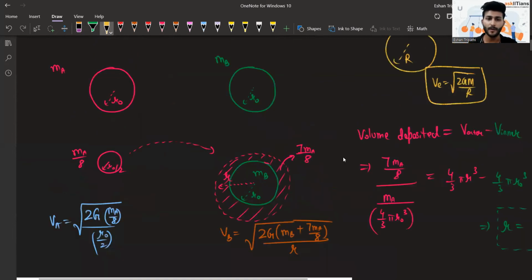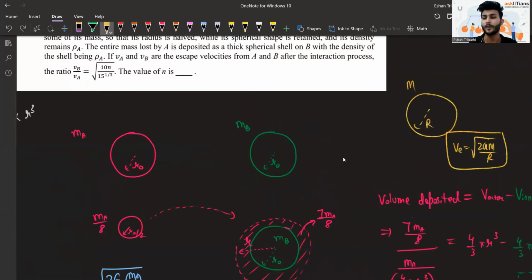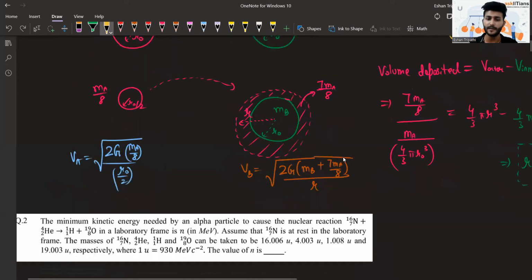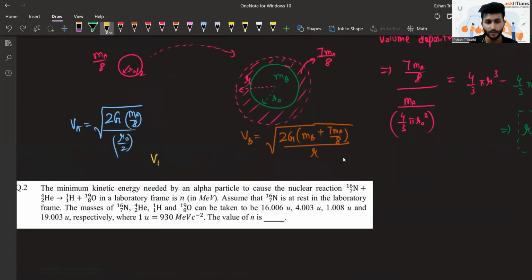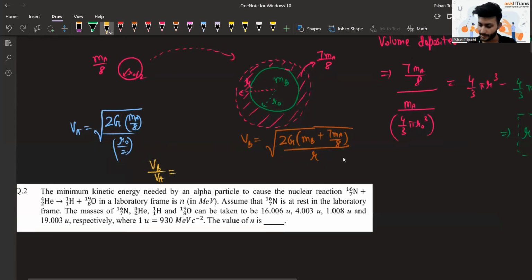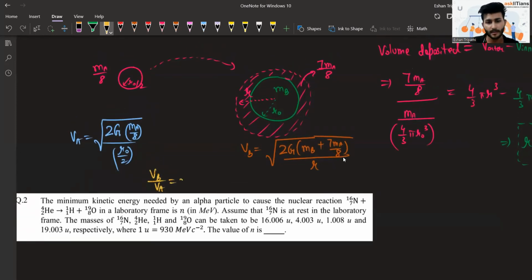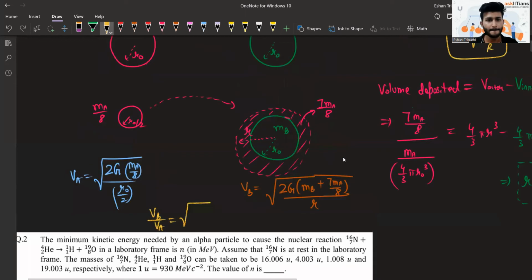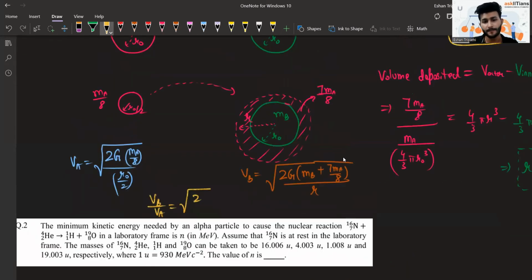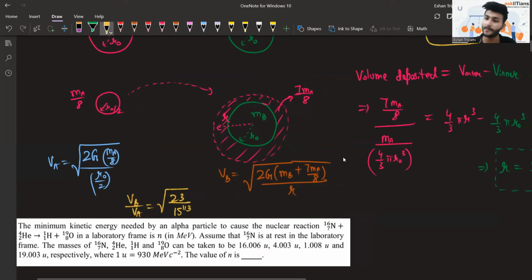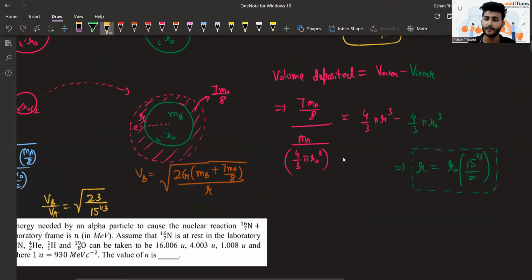You can see over here what the question was. It says VB by VA is what? Root 10n by this. So when you calculate it, it will come out to be something like this. Let me show you. VB divided by VA comes out to be an expression something like this: root 23 divided by 15 to the power 1 by 3. You can see 15 to the power 1 by 3 is coming from somewhere over here.